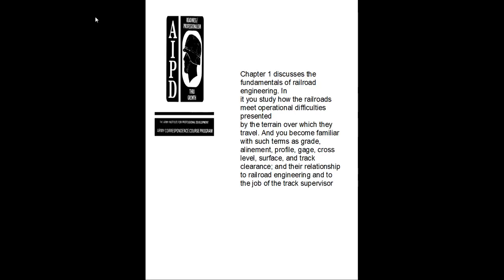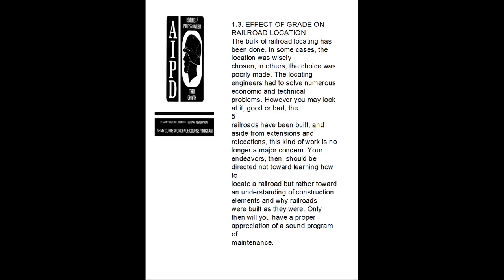Chapter 1 discusses the fundamentals of railroad engineering. If you study how the railroad meets the operational difficulties presented by the terrain over which it travels, you will become familiar with such terms as grade, alignment, profile, gauge, cross level, surface, track, and clearance, and their relationship to railroad engineering and to the job of the track supervisor.